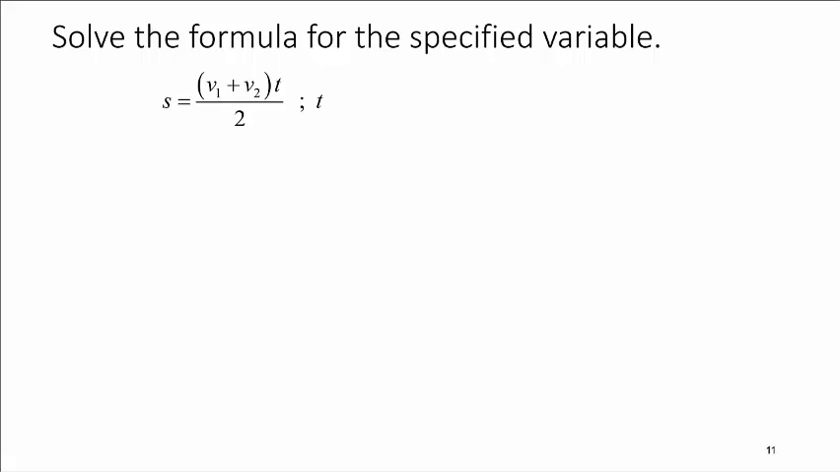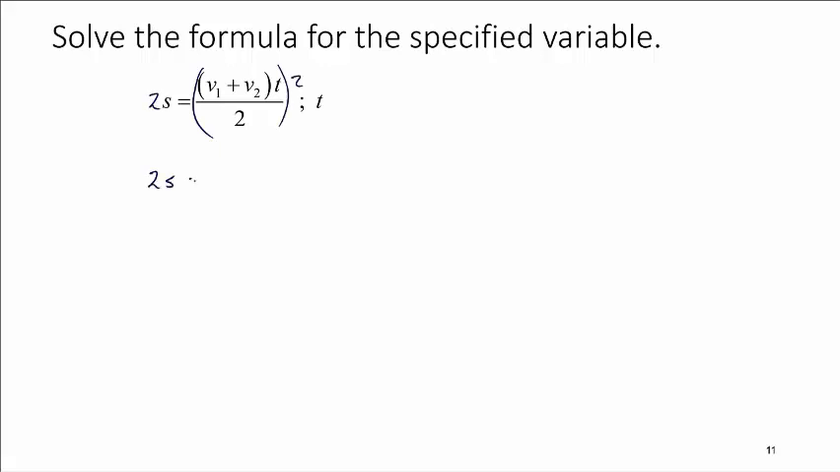S equal to the quantity v sub 1 plus v sub 2 quantity times t, all divided by 2. And the semicolon t means that we're supposed to solve this for t. So if we solve it for t, first of all, if it's a rational function, no matter what you're trying to solve for, multiply both sides by the LCD. So that's a rule that stays the same here. And in this case, what's the LCD? Well, it's 2, right? So I'm going to multiply both sides by 2.